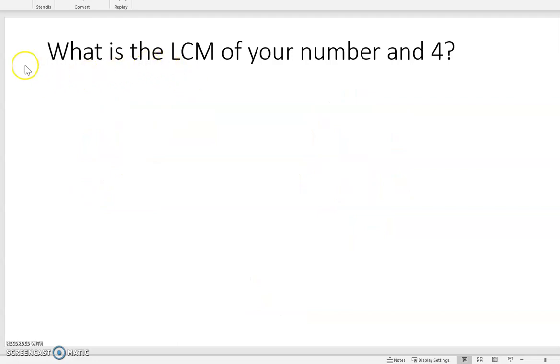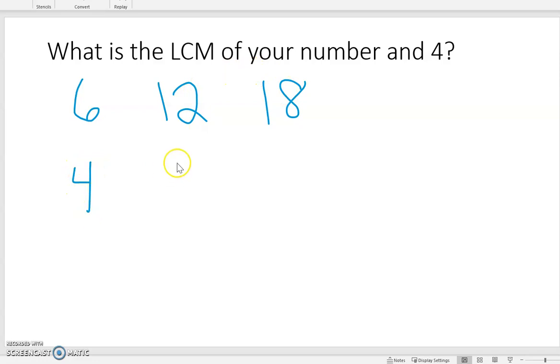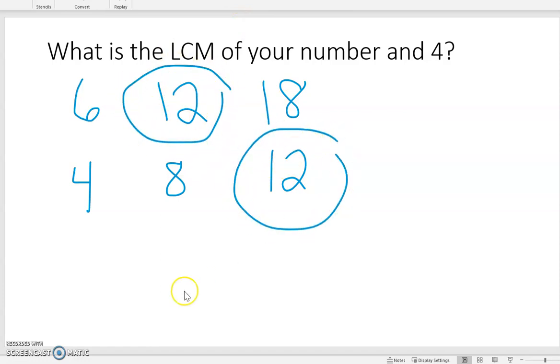For LCM, that stands for least common multiple. You're going to take your number, list out some of the first few multiples. So 6 times 1, 6 times 2, 6 times 3. Do the same thing for 4 until you find the first number they share in common, which for 6 and 4 happens to be 12.